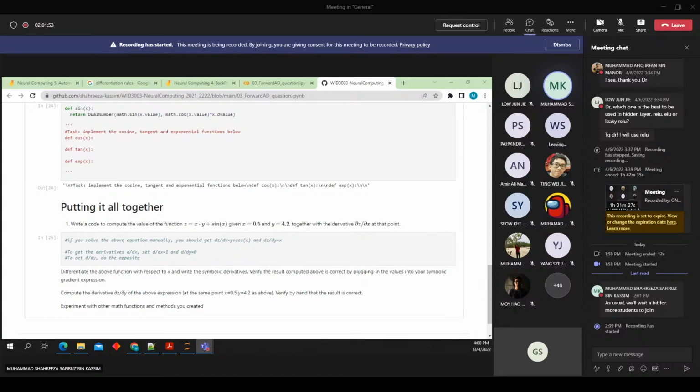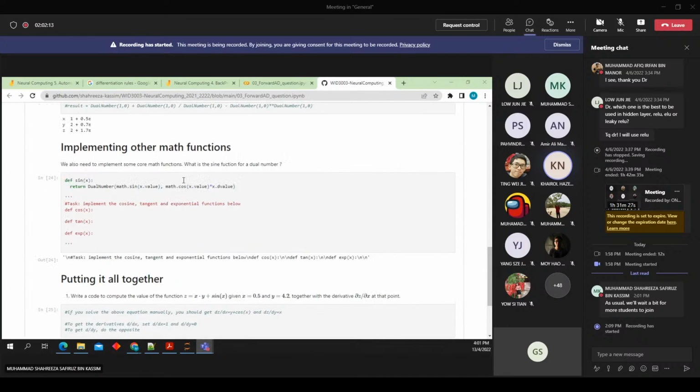You can ask me some questions. Probably we will revisit this during tutorial. Sorry, I have a question. About the power function for the dual number, do we need to have a constant as another argument?